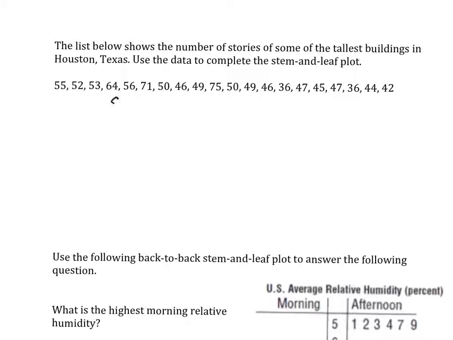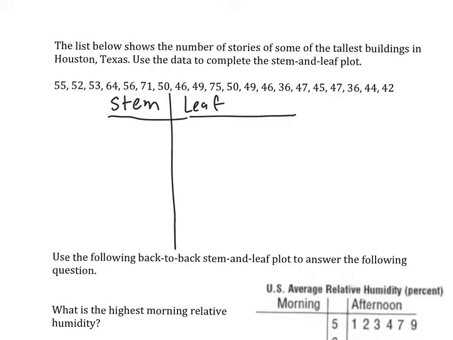We'll take our stem here, and then our leaf over here. Okay. And we'll start with our lowest number, which looks like it is 36. Okay, 36 is our lowest number. So our stem is 3, and then our leaf is 6. We actually have another 36 as well, 2 36s. And that looks like it's all for the 30s.